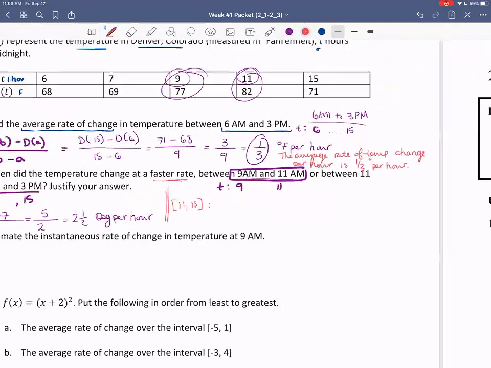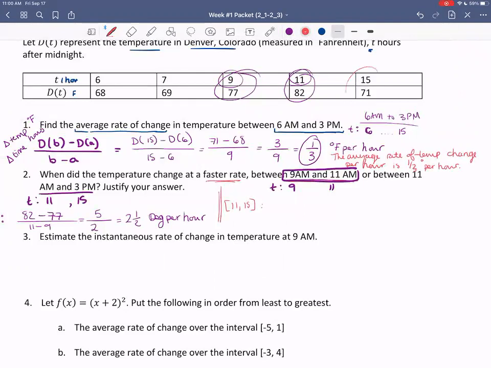And so the change of temperature at 15 would be 71. Change of temperature at 11 would be 82. Then our denominator would be 15 minus 11. So we can compute that difference of the numerator, 71 minus 82. Notice now here we're going to get a negative number. What does that mean for negative degrees? That just means our temperature went down. So it went from 82 to 71. So we see that temperature decreased.